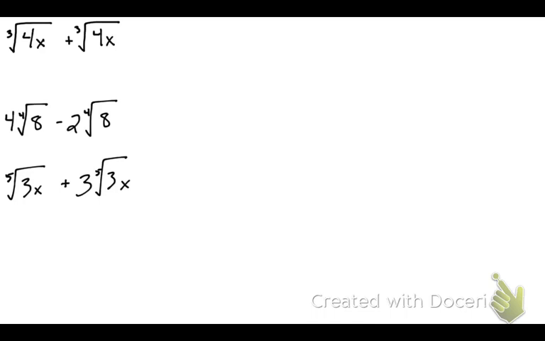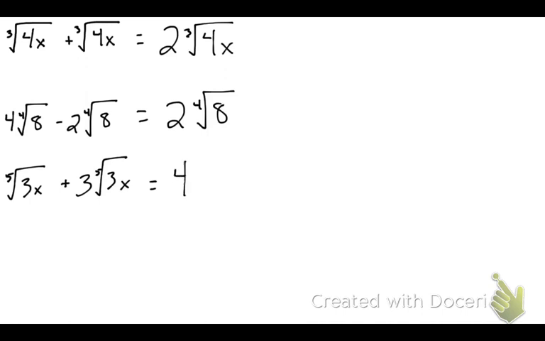In our first problem we have the cube root of 4x plus the cube root of 4x, and that altogether would be 2 cube roots of 4x. In the second problem we have 4 fourth roots of 8 minus 2 fourth roots of 8. Since these are like terms, 4 minus 2 would be 2 fourth roots of 8. Finally, in the last problem we have a fifth root of 3x plus 3 fifth roots of 3x. Altogether that's 4 fifth roots of 3x.